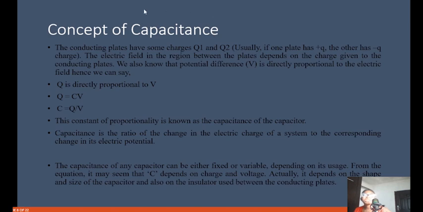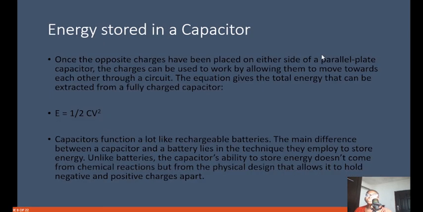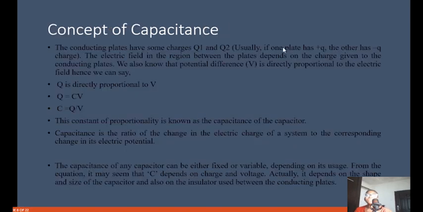Concept of capacitors. We already explained that capacitance is the ability of a capacitor to do what? To store charges. So what are the concepts we would be meeting when we talk about capacitance? The conducting plates have some charges, Q1 and what? Q2. And as we saw, Q1 can be positive and Q2 what? Negative. Usually, if one plate has positive charge Q, the other has what? The negative charge.